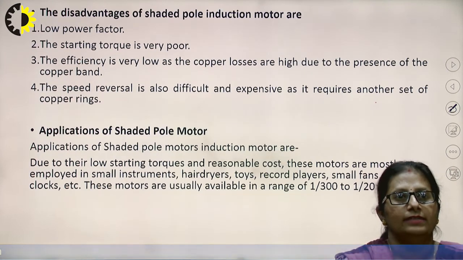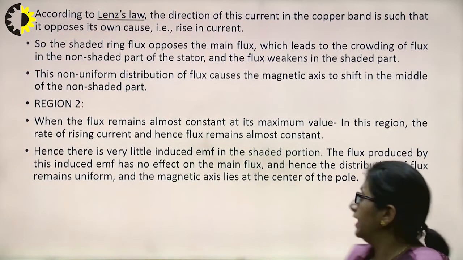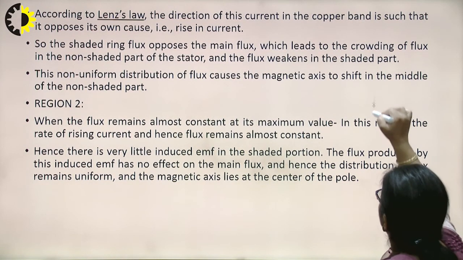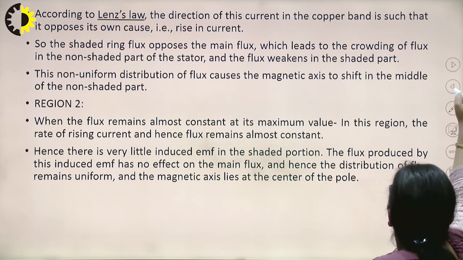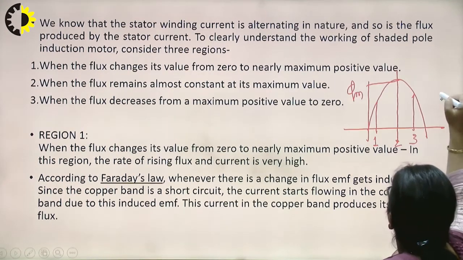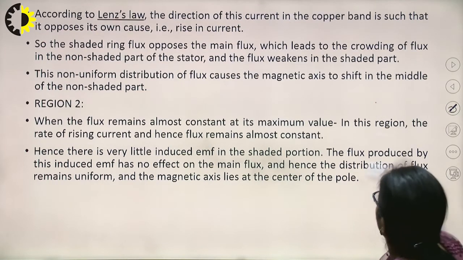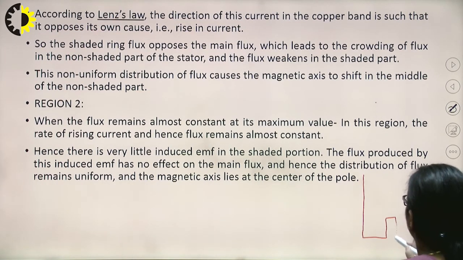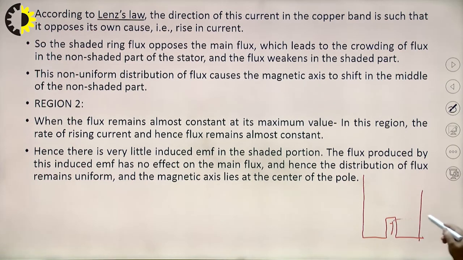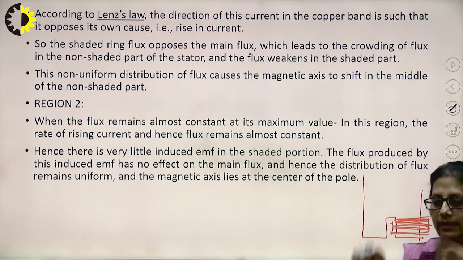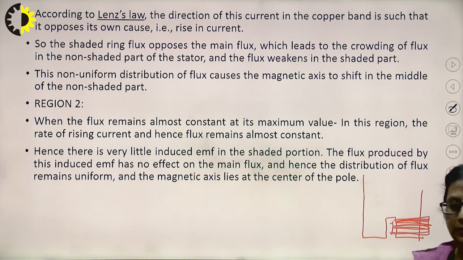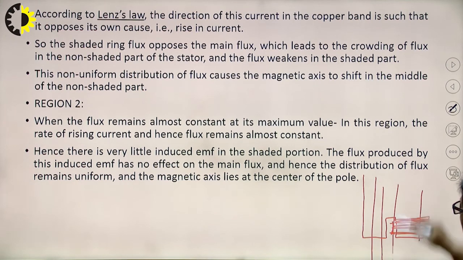Let me just see it. In case of the first region, this is the copper band which is being shaded, right? With the normal distribution of the flux, the magnetic axis lies exactly at the center, right? But now what is happening? If this is the main flux which is there, right?